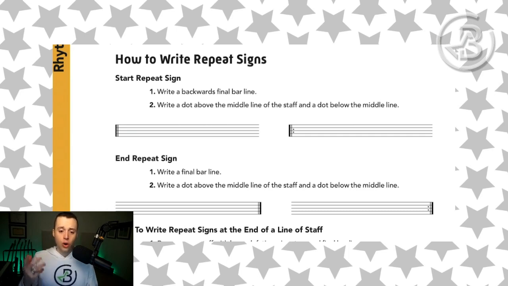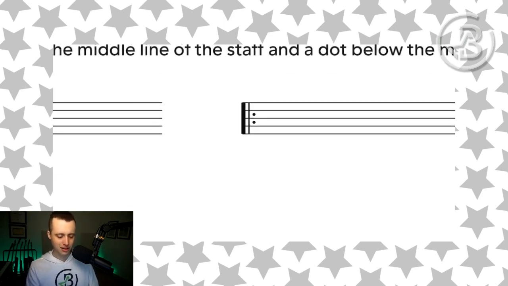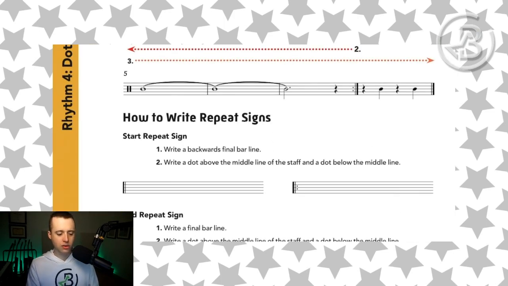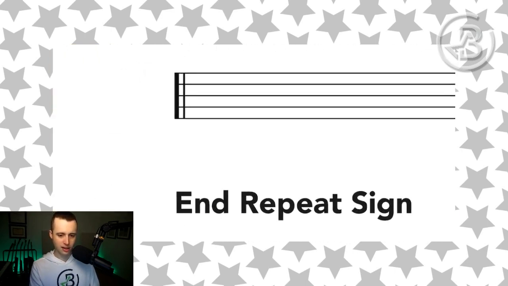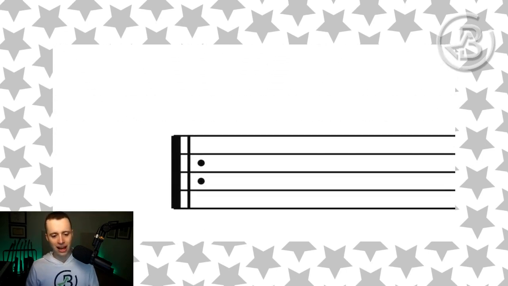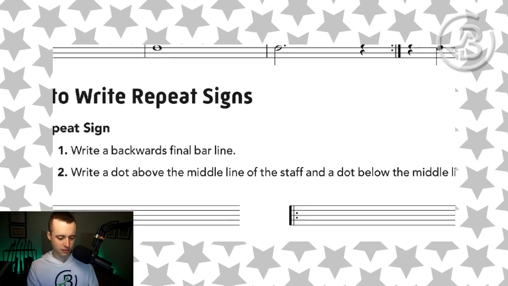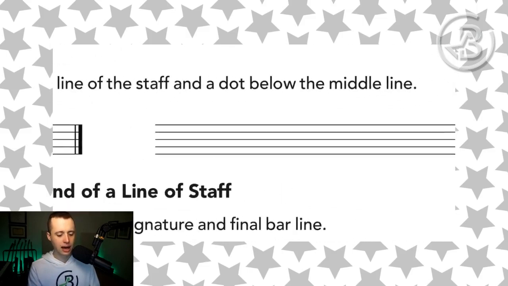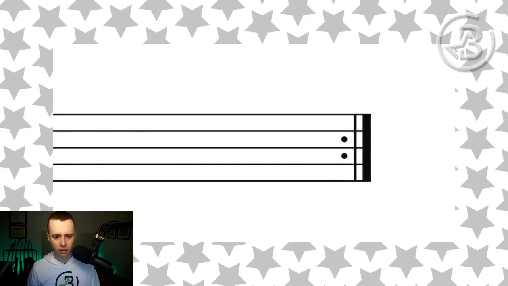So we're going to talk about repeat signs in 2 different ways. We're going to talk about start repeat signs, and those are the ones with the dots on the right side, like this. And then we're going to talk about end repeat signs that have the dots on the left. So to write a start repeat sign, we need to write a backwards final bar line. That's step number 1. And then number 2, we add a dot above and below line 3 of the staff. And to write an end repeat sign, we write a regular final bar line, and then we write a dot above and below line 3 of the staff.